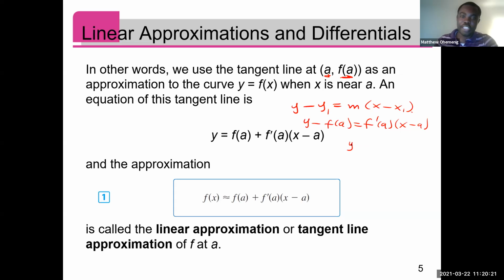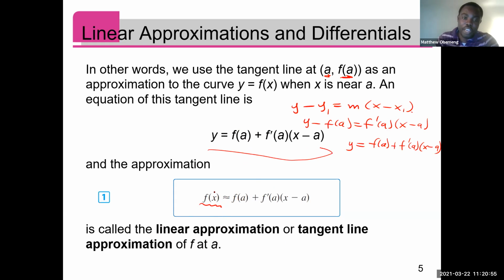So when you rearrange everything, you're getting y equal to what? f of a plus f prime of a times x minus a. So that's how they are getting this. Now, what we are saying is the actual curve, which is f of x, can be approximated using this tangent line. That's why you see f of x is approximately equal to f of a plus f prime of a times x minus a, which is the same as the tangent line. So this is called a linear approximation or tangent line approximation of f at a.